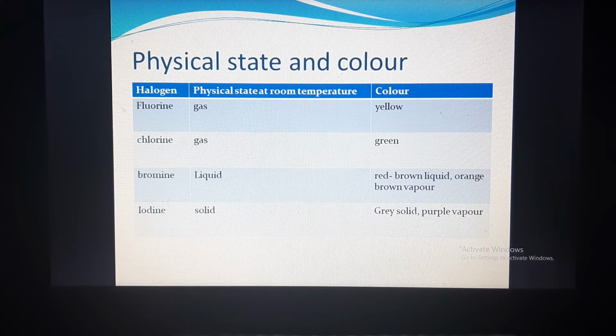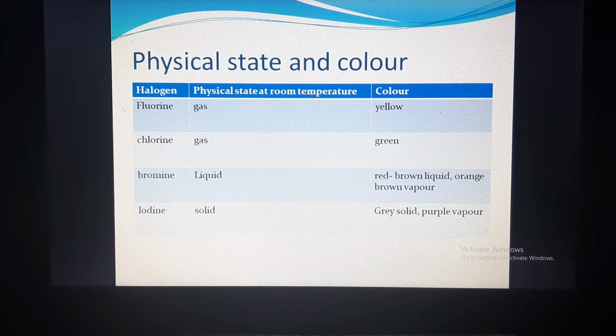Next one, bromine. Bromine is found as Br2. In the physical state, it is a liquid at room temperature. And what is the color? It is a red-brown liquid, and sometimes it gives orange-brown vapor. That means if the temperature rises a little, it is able to form orange-brown vapors.